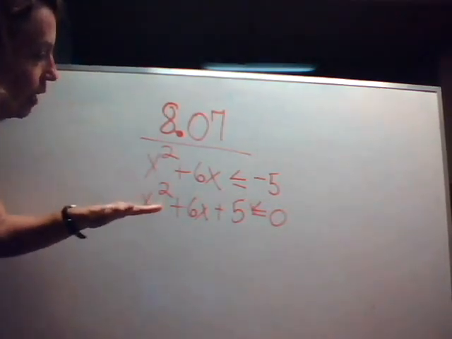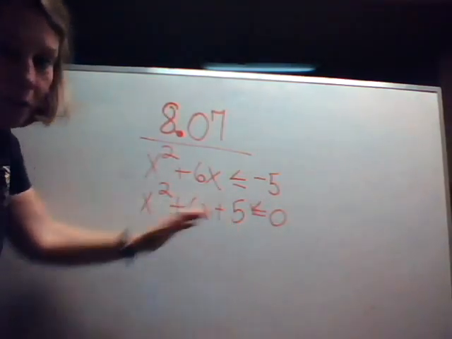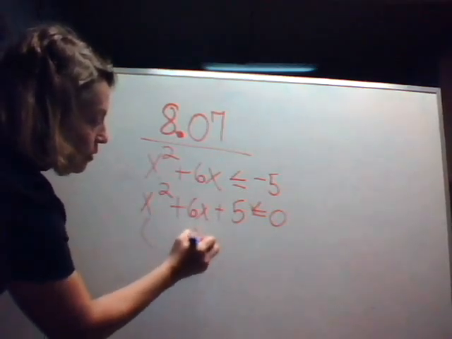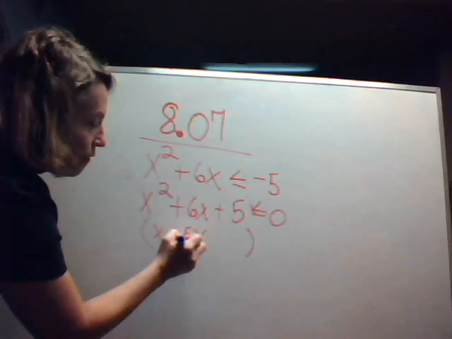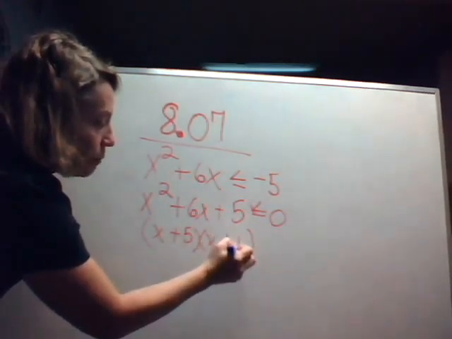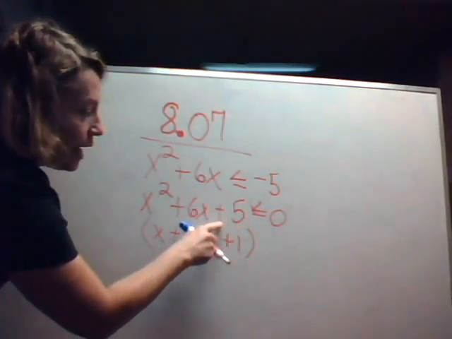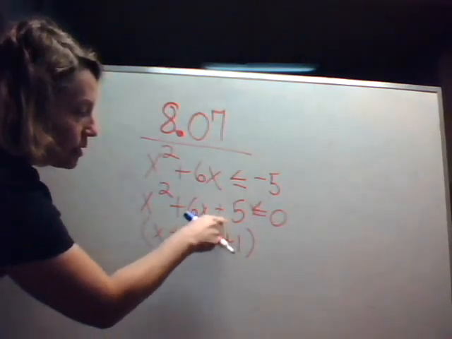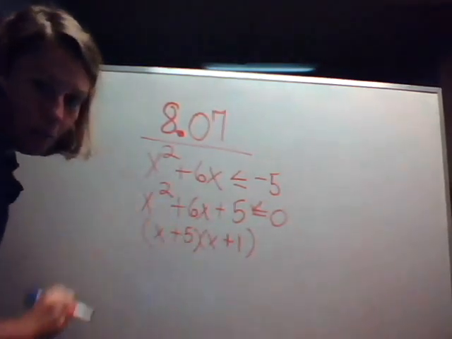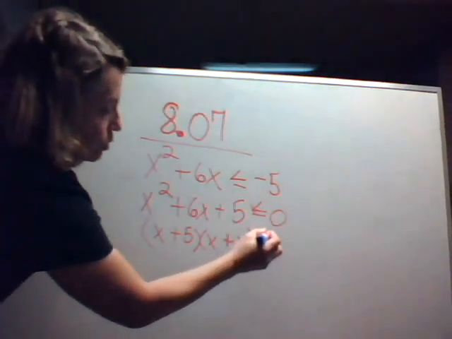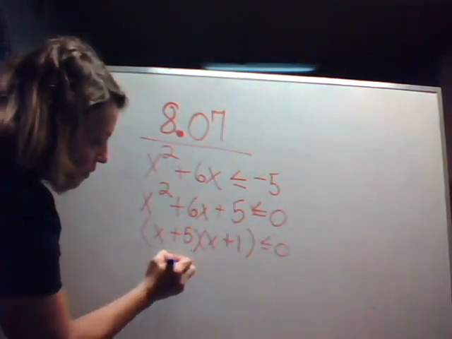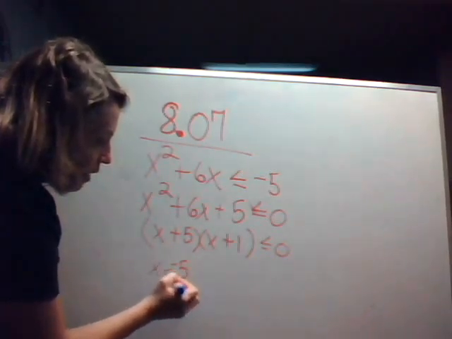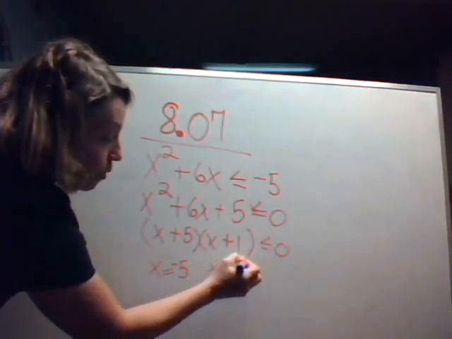Okay? So now I need to factor that. So I'm going to factor this one. And this is going to be x plus 5, x plus 1, because what multiplies to 5 and adds to 6? They're both positive. This is positive, so they add to a positive 6. So my two solutions are going to be negative 5 and negative 1.